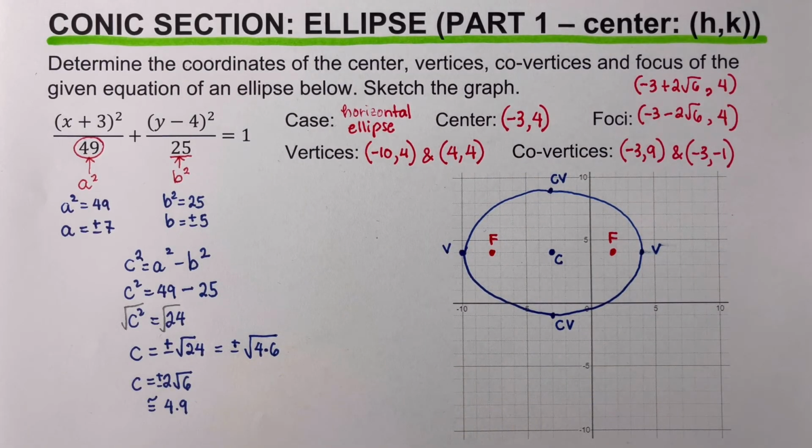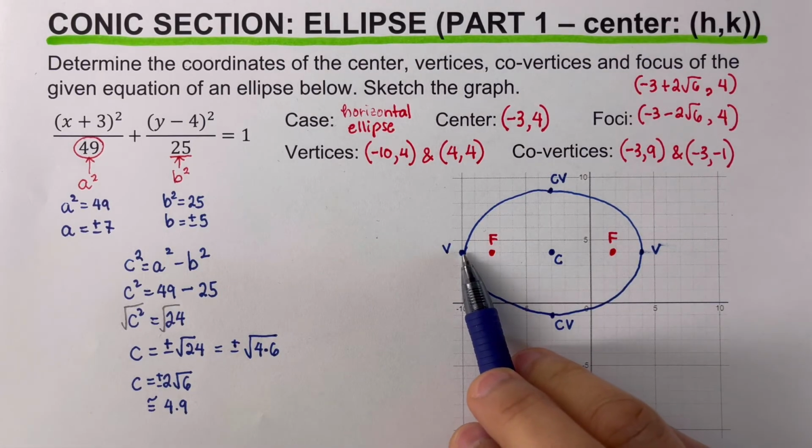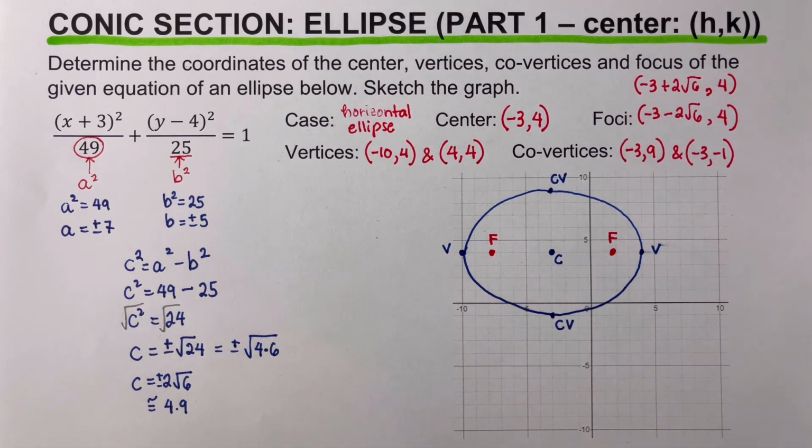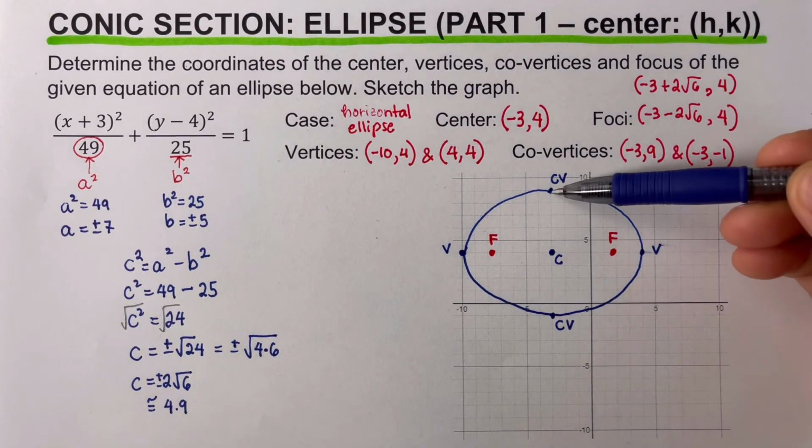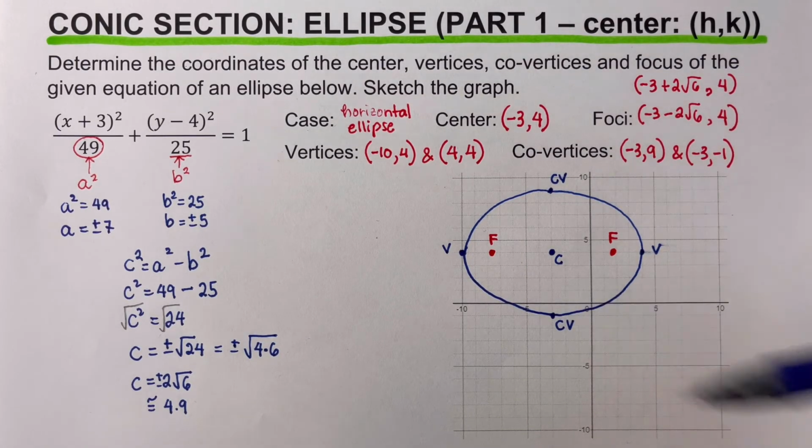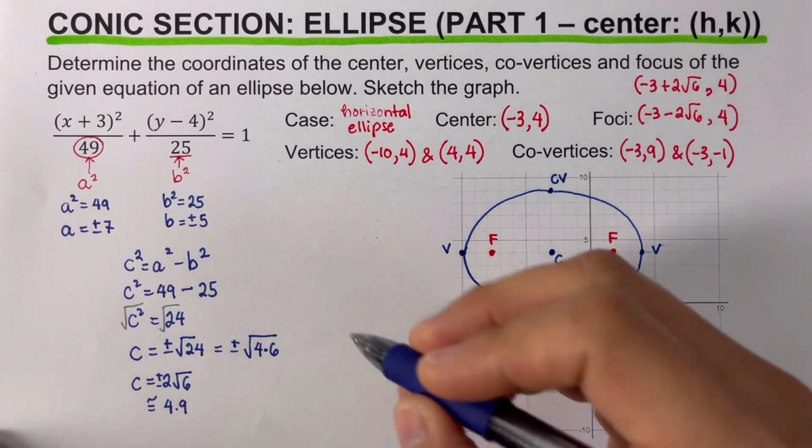Now, we determine the length of the major axis. That means the length from the vertex to the other vertex here. And the length of the minor axis. That is from the co-vertex to the other co-vertex. So I'm going to go ahead and write that down here.